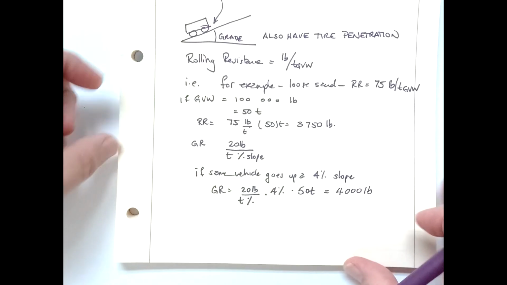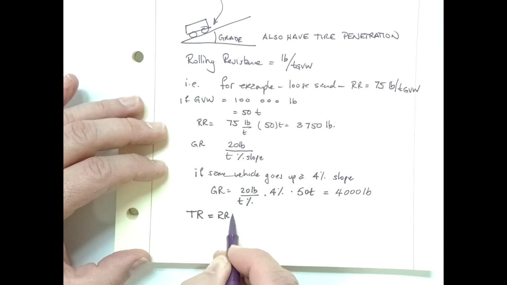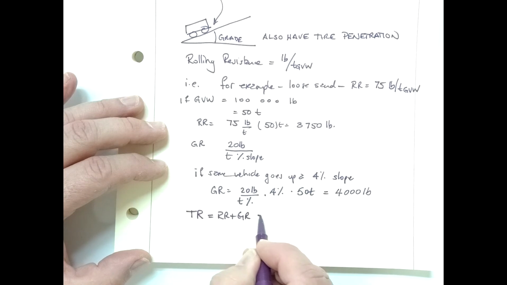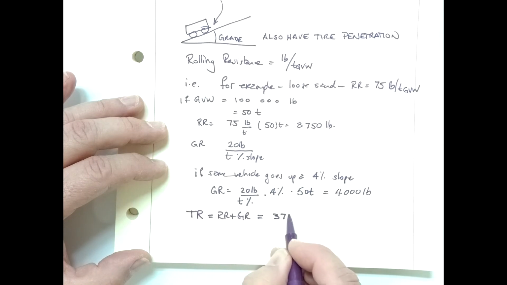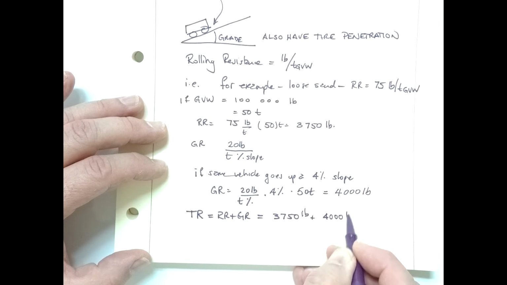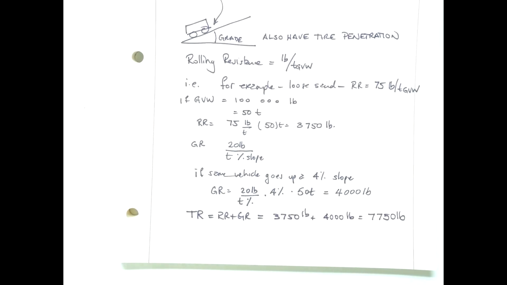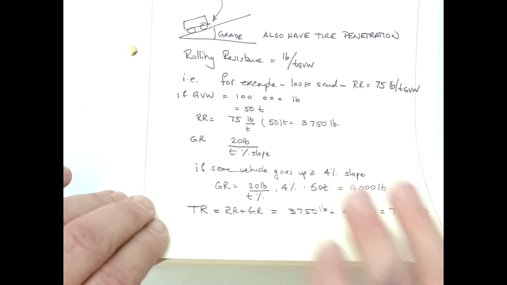So our total resistance is equal to the rolling resistance plus the grade resistance, which is equal to 3,750 pounds plus 4,000 pounds, which is equal to 7,750 pounds. That's our total resistance. We can also convert it the other way around.